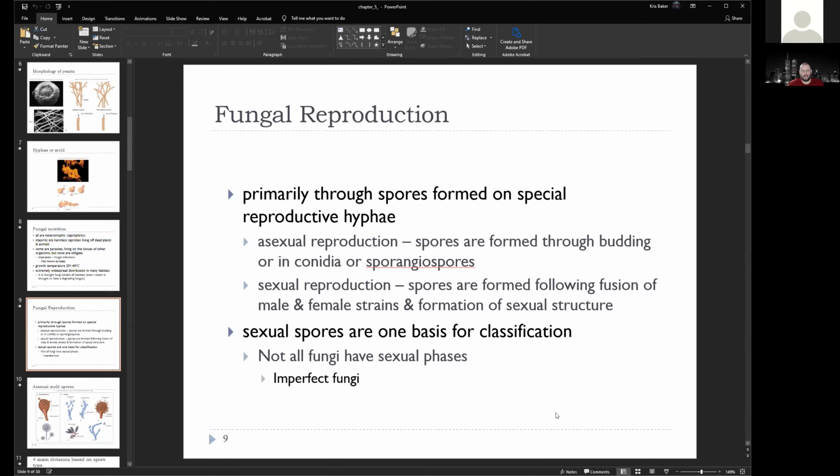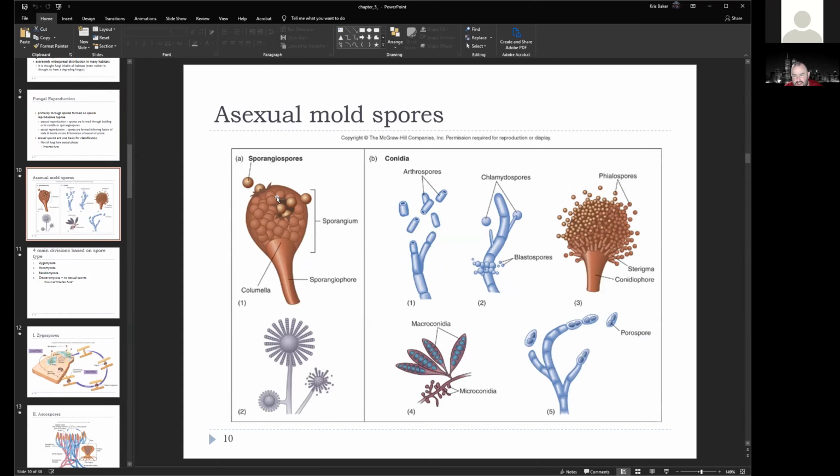So kind of cool. On the left, you see sporangia. So this whole structure is a sporangium. It's one. Sporangia would be multiple. And you see the sporangiospores coming out. Fungi tend to name the spores based on the structure they come from. So sporangiospores come from sporangium. Beneath, you see conidia spores come from conidiophores. So that's kind of interesting there.